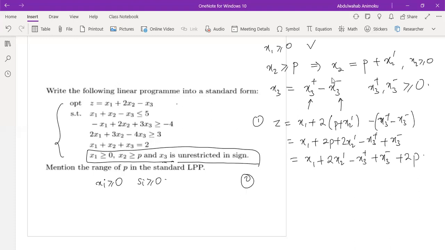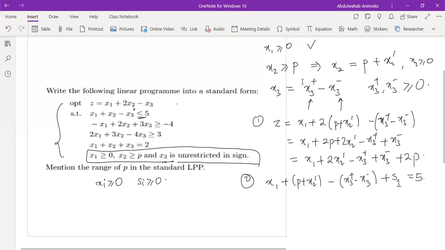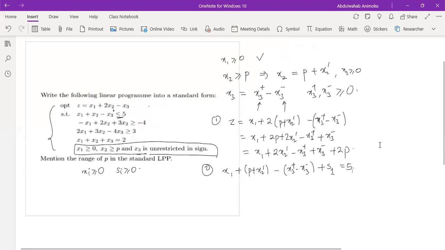Now let's look at the second one, the constraint. So the constraint, the first one is X1 plus X2. Remember what X2 is. Minus X3. So basically the same thing. Then you need to add a slack variable. So remember we have less than or equal to. So the slack variable will be on the left-hand side as positive. So plus S1 equal to 5. Okay. All right. So we can rewrite this.